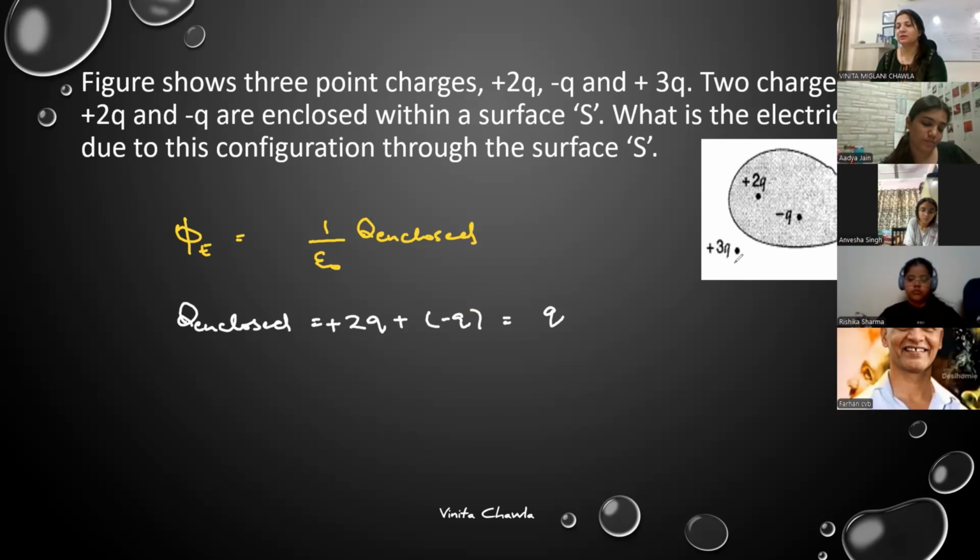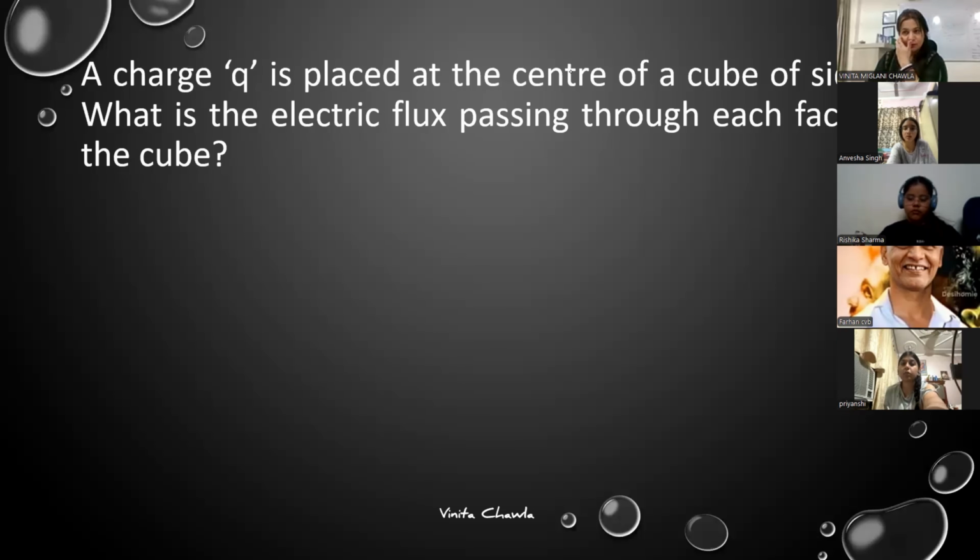We will not consider plus 3q because it is outside the closed surface. So phi E, the electric flux, we'll write 1 upon epsilon naught and charge enclosed is q. So it is q upon epsilon naught. This is the answer. Okay, next question.